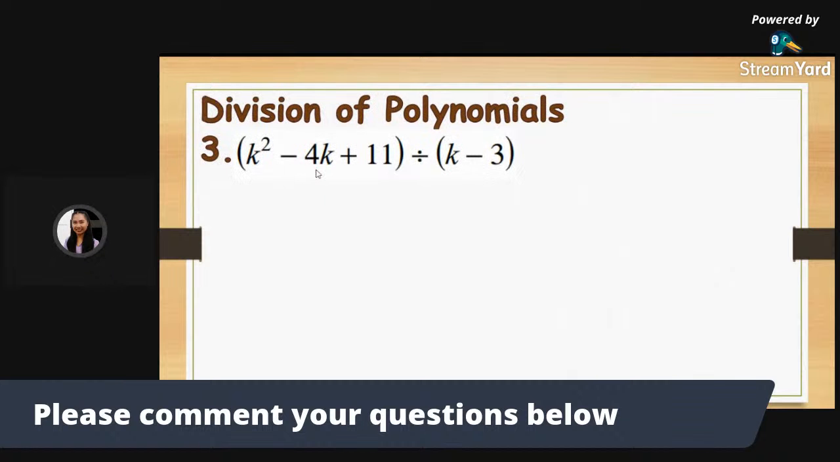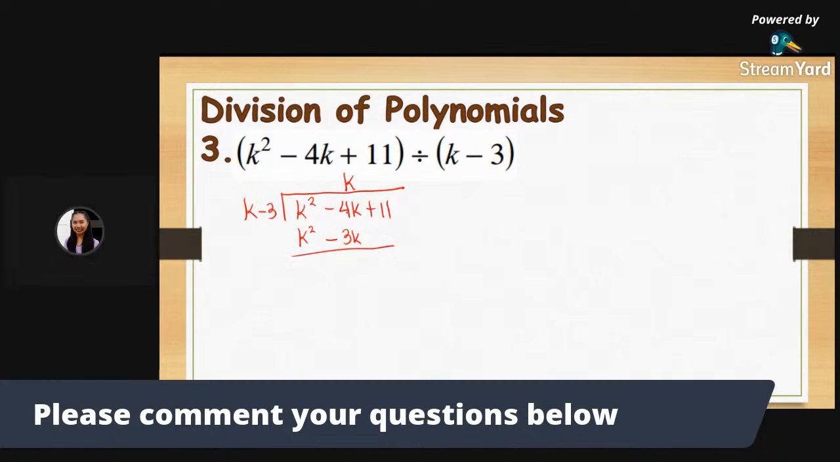Let's continue with the third example. Arranging them, we have k squared minus 4k plus 11. Take note that our examples are 10, so you can have a lot of examples while viewing my video. So k squared divided by k, we get k. Then k times k, we get k squared. And k times negative 3, we get negative 3k.